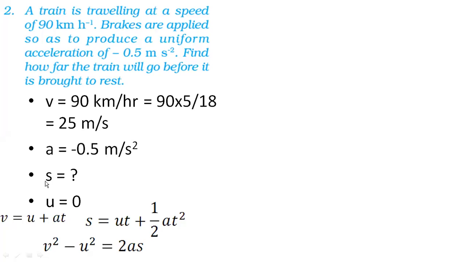Okay, so this is one correction you need to make. V is 0 and u is 25 meter per second. Okay, that correction you make. What is the acceleration? Minus 0.5, and s value we need to calculate.